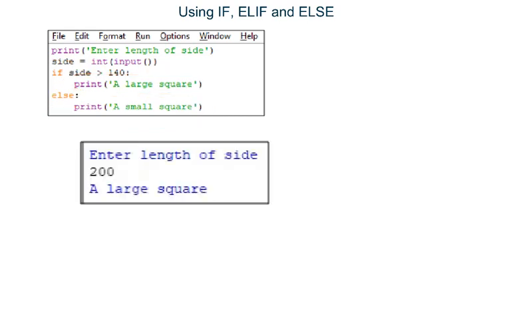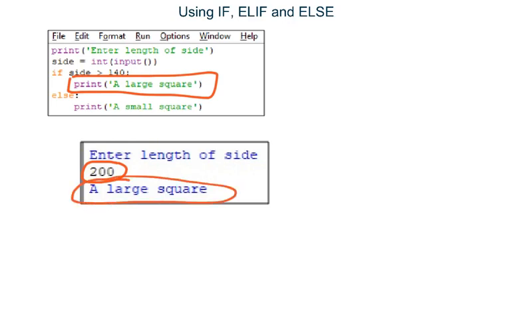Here we have run the program and entered the integer 200, which has got stored in variable side. The if line of code looks at what is in variable side and sees if it is greater than 140. If it is, it outputs a large square. 200 is clearly greater than 140, so a large square has been output. Because the if has been done, the else lines of code are just ignored.